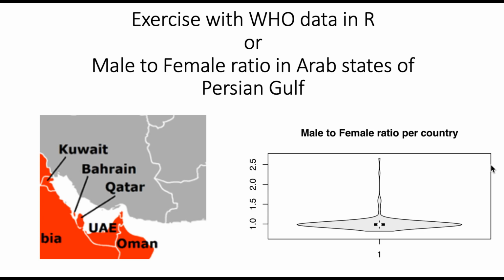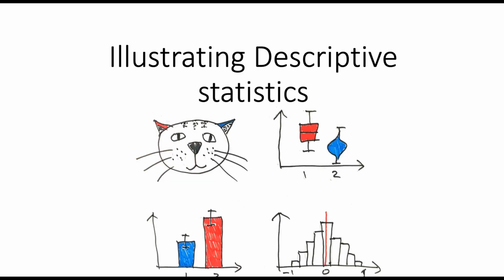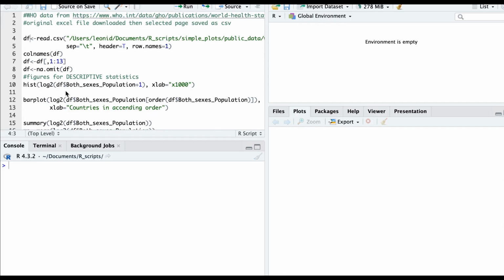Hi, here I decided to revisit my exercise with World Health Organization data in R. Part 1 was done previously in another video with this front picture. The script was dedicated to simple tasks like making box plot, violin plot, jitter plots, etc.